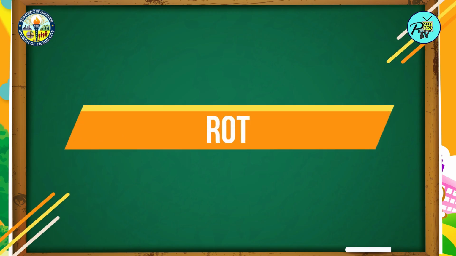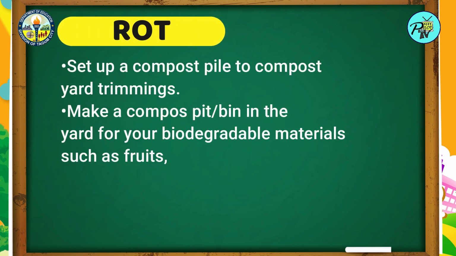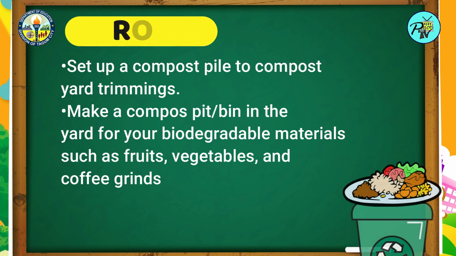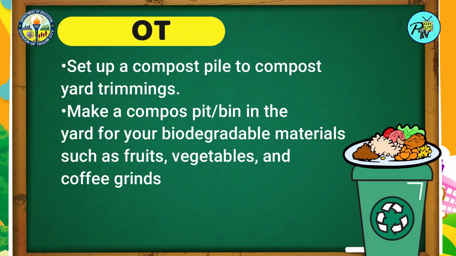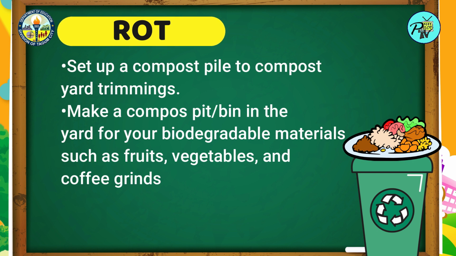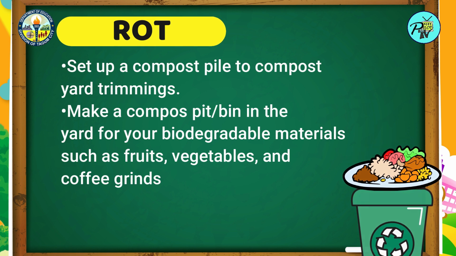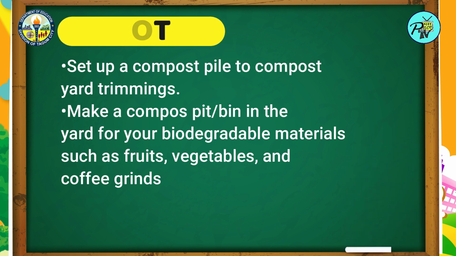And the last one, we have rot. Set up a compost pile to compost yard trimmings. Make a compost pit or a bin in the yard for your biodegradable materials such as fruits, vegetables, and coffee grinds.